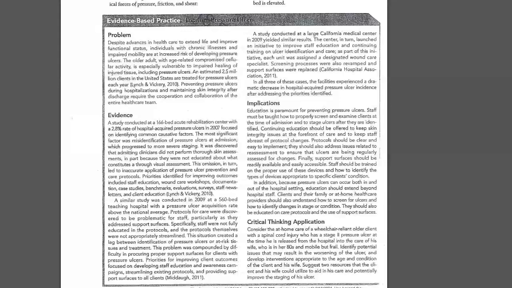Consider the at-home care of a wheelchair-reliant older client with a spinal cord injury who has a stage 2 pressure ulcer at the time he is released from the hospital into the care of his wife, who is in her 80s and mobile but frail. Identify potential issues that may result in the worsening of the ulcer and develop interventions appropriate to the age and condition of the client and his wife. Suggest 2 resources that the client and his wife could utilize to aid in his care and potentially improve the staging of his ulcer.